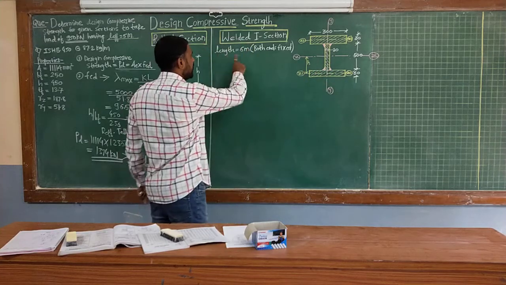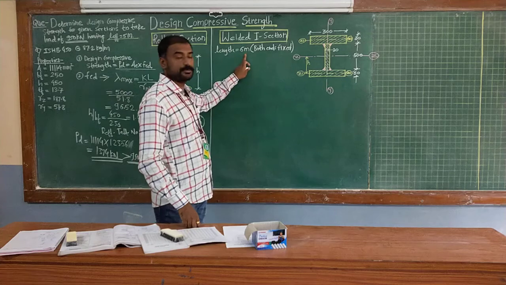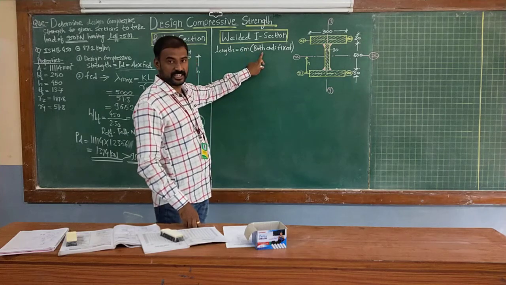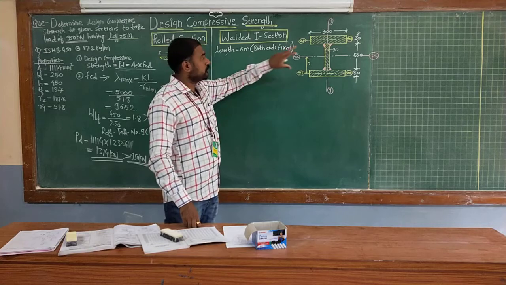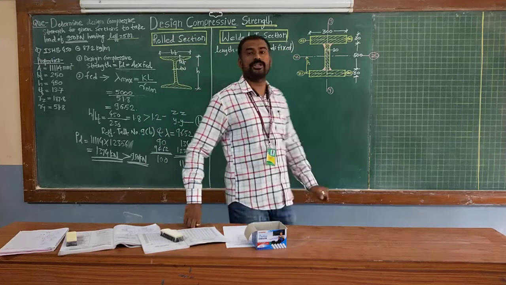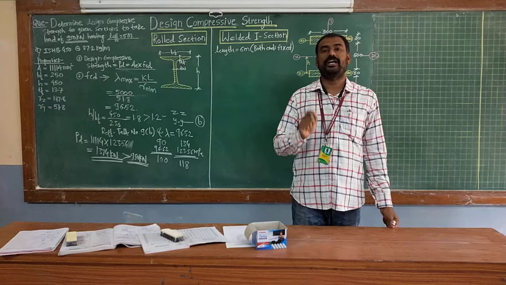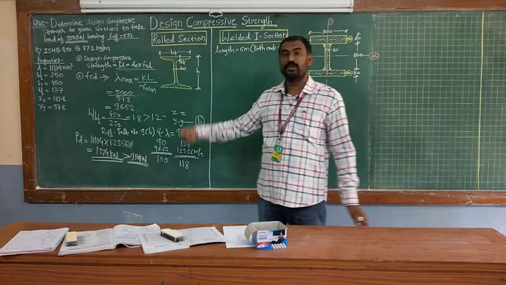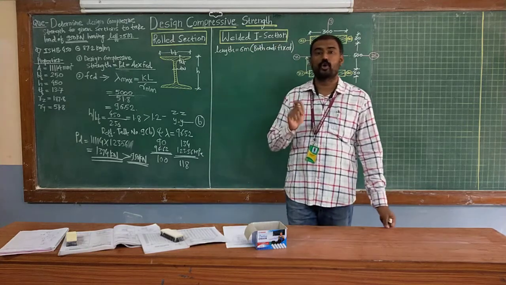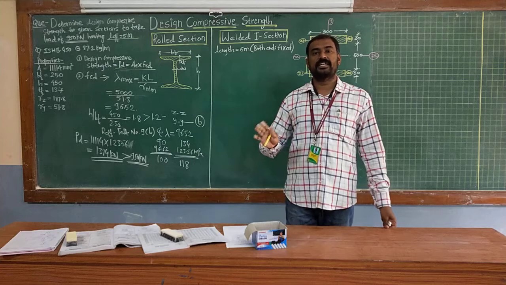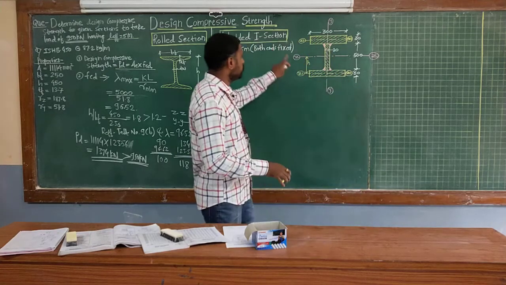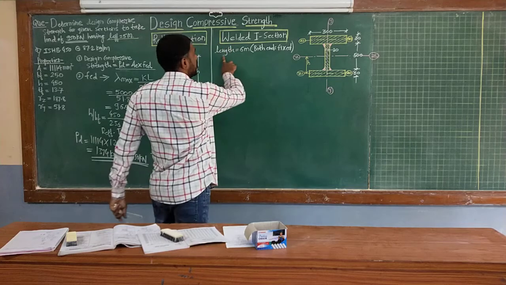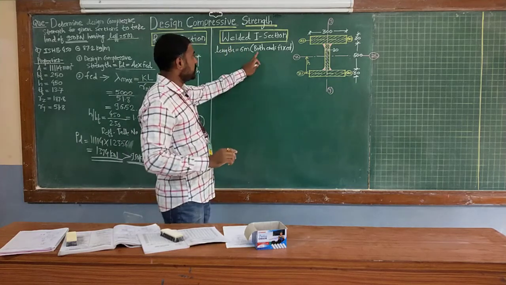The length of the section is 6 meters, and the end conditions are given as both ends fixed, correct? So this is the given data. For this data, you need to determine the design compressive strength for the welded section. In the previous video, we saw the design compressive strength for a rolled section. The differentiation is the buckling class, correct?